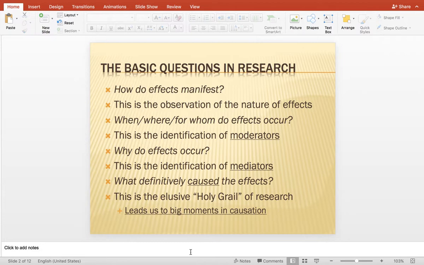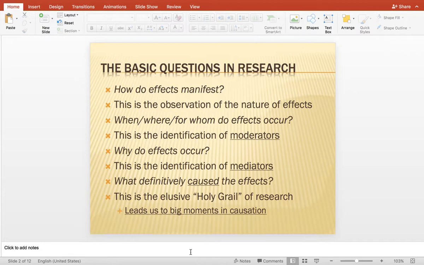The next step in the research process is that we identify when, where, or for whom the effect actually occurs. Essentially, this means we're identifying what we call our moderators in research. So in other words, we're saying that when you study 4 hours versus when you study 8 hours, this is the result that should potentially occur. Not that it will always occur, but that it should potentially occur in these situations.